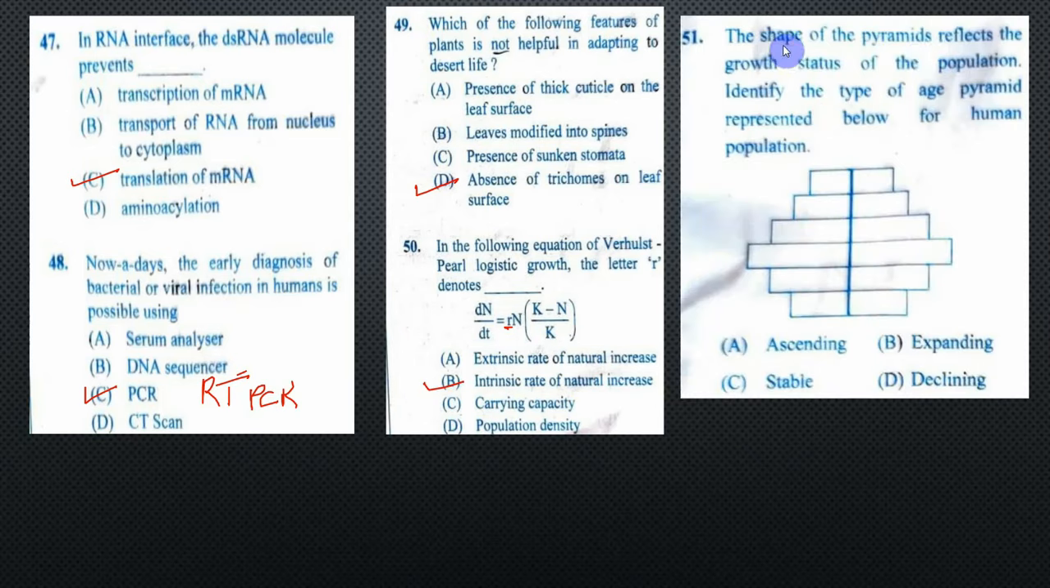So moving on, the shape of the pyramids reflect the growth status of the population. Identify the type of age pyramid represented for the human population. So if you look into this pyramid, which actually has been taken from organisms and population chapter from the second year, and if you remember properly, this pyramid is actually a declining pyramid. D is the right answer for this. So this graph is actually representing the declining type of human population.